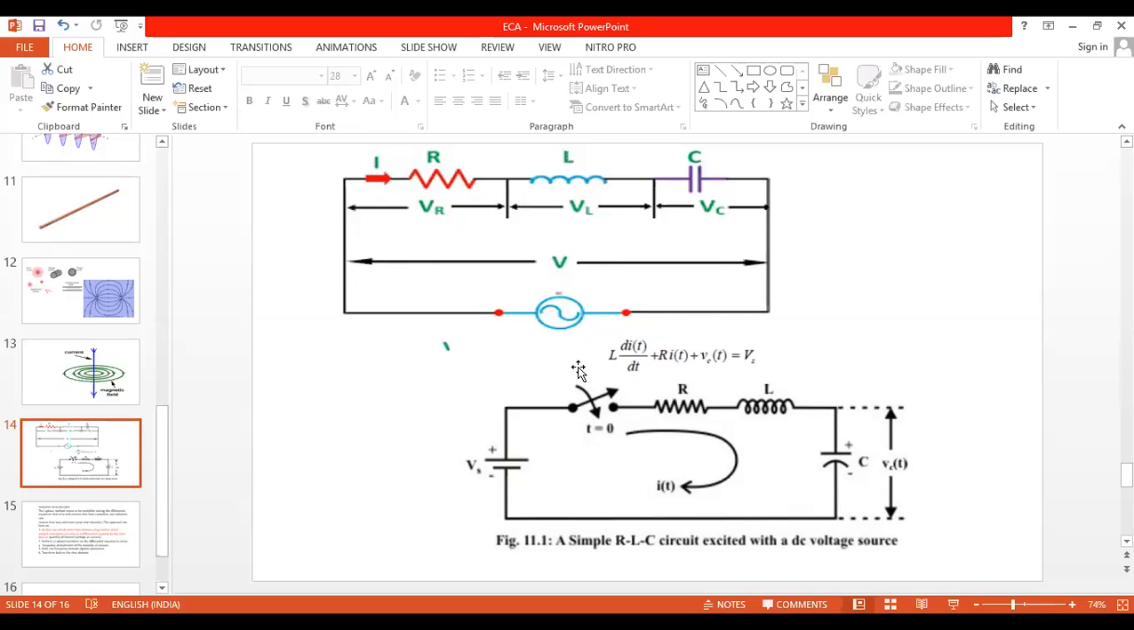Let us see the second circuit. Here I can use the switch to turn this circuit on and off. Let us say the switch is closed here. So what is the supply? I'm taking DC supply. First we do the circuits with DC supply and then we move to the AC supply. So we have RLC. Everybody knows this.